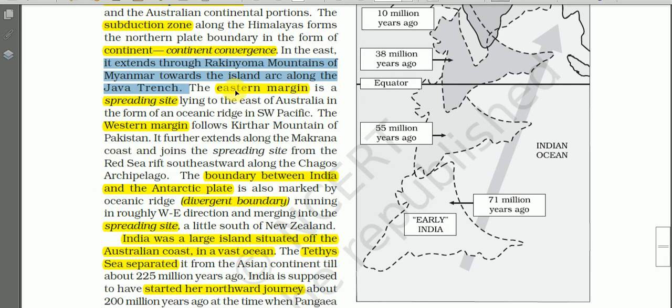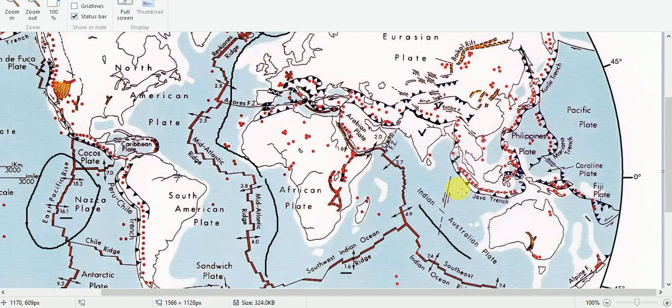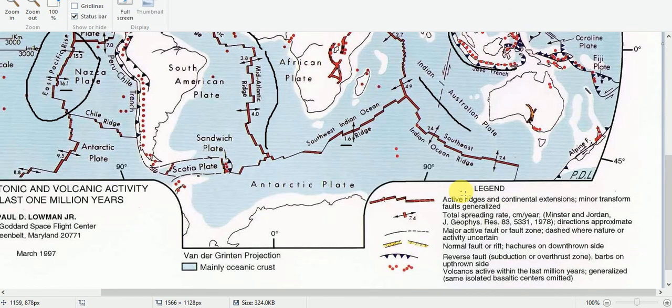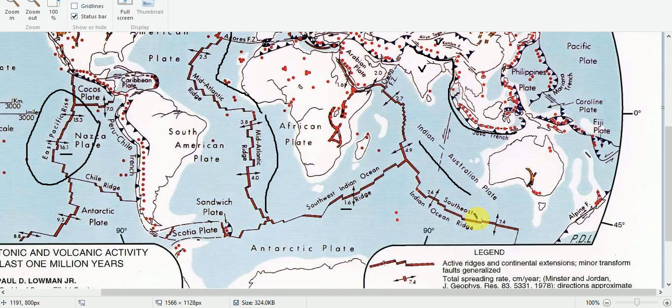The eastern margin is a spreading side lying east of Australia, in the form of an oceanic ridge in the Southwest Pacific. The eastern margin, again let us see here, is here. Just see this area. Here this is the Myanmar area, and here it is going like this. Just follow, I am drawing nearby it, then Java. So this is the section mentioned here. And here in the Indian Ocean area, it forms a spreading side. That means, see the arrow, one arrow is moving toward this side and the other arrow is moving toward this side, and where there is spreading, we have this oceanic ridge known as Indian Ocean ridge.